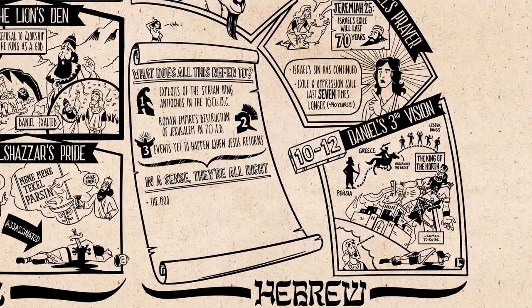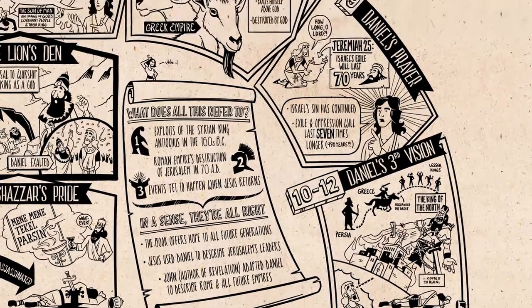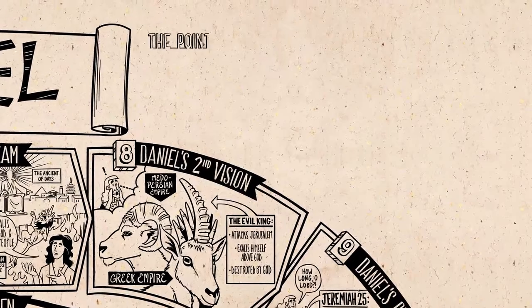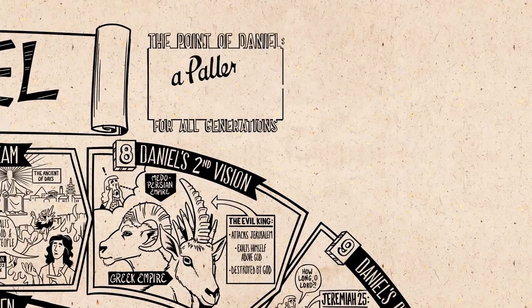The book of Daniel has been designed to offer hope to all future generations of God's people. It did so in the days of Antiochus' empire, and it has ever since. This is why Jesus could use imagery from Daniel to describe and confront the oppressive leaders he confronted in Jerusalem. This is why John, the visionary who wrote the Revelation, could adapt Daniel's visions and apply them to Rome of his day and also all future oppressive empires. And so the point of Daniel is that all generations of readers can find here a pattern and a promise.